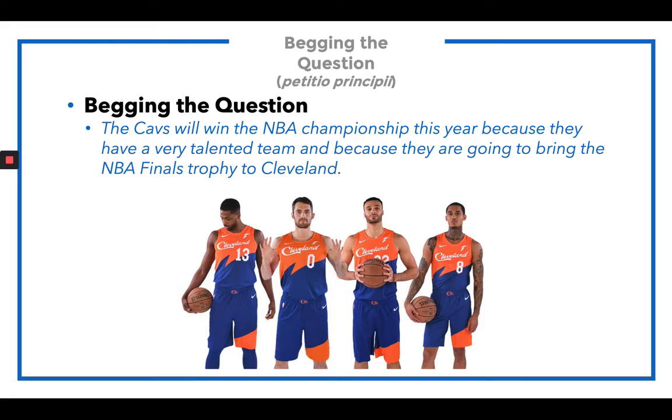But the problem with this argument is that the first statement, the Cavs will win the NBA championship this year, is the conclusion. And then one of the premises is that they're very talented. But the other premise is that they're going to bring the NBA Finals trophy to Cleveland. That's what it means to win the championship. So that's just asserting the conclusion as a premise. So that's begging the question.